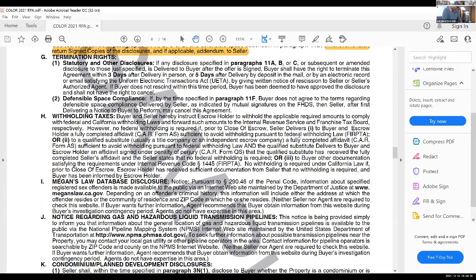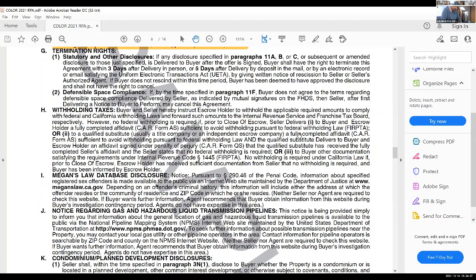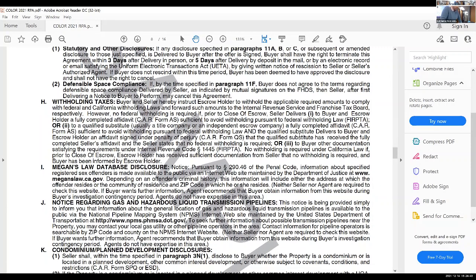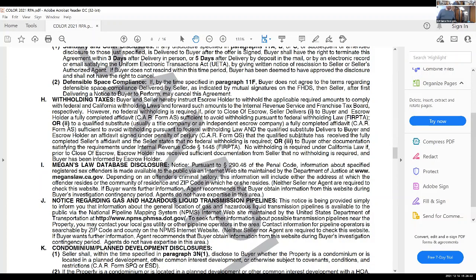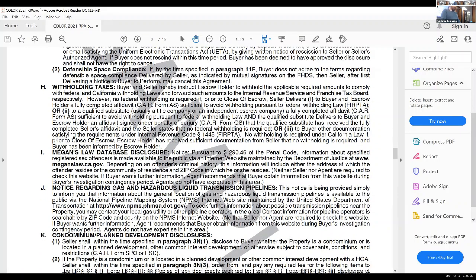All right, termination rights. You need to let either side know how their process would be for terminating the agreement. Withholding taxes. Again, legally, it's up to the buyer to withhold the taxes and pay the taxes on the seller's behalf on the sale of the property. However, we get bailed out by escrow. Escrow actually handles it for us, but we still have to comply with all the necessary paperwork, which means we need to complete the FIRPTA form.